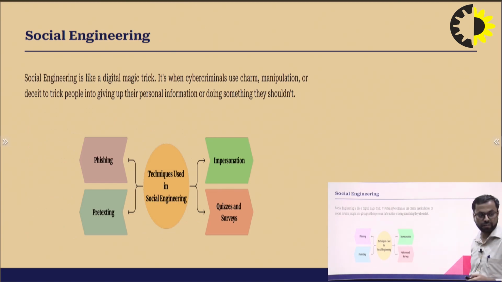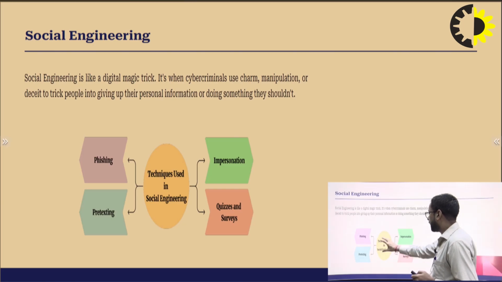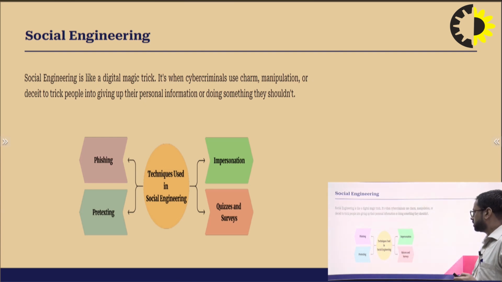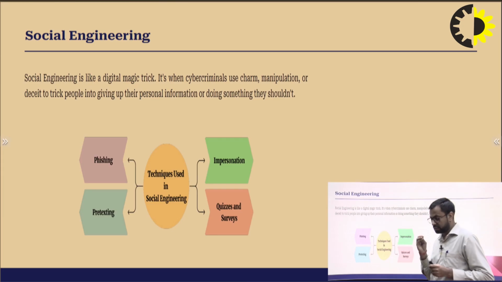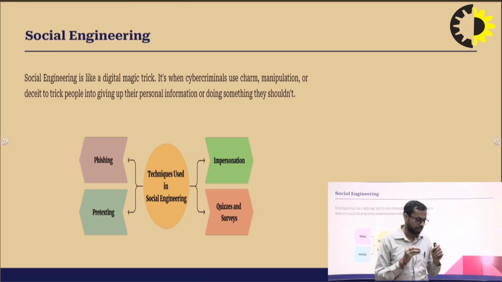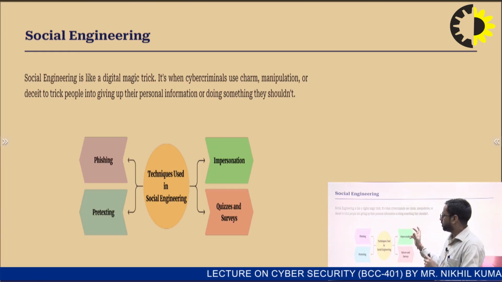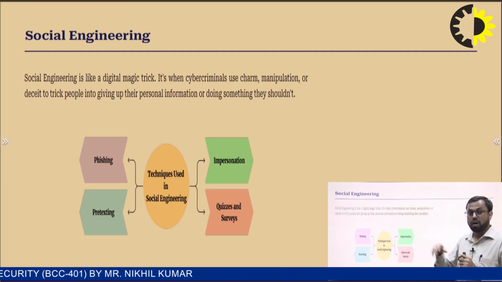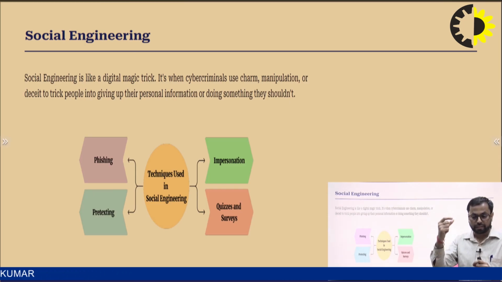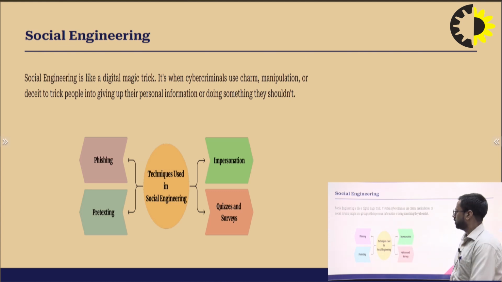Now, what is social engineering? Social engineering is basically connected with these techniques: first is phishing, second is pretexting, then impersonation, and quizzes and surveys. Using these, persons connected with cyber criminal activities try to reach a person and find the assets, or we can say the personal information, of individuals and society.